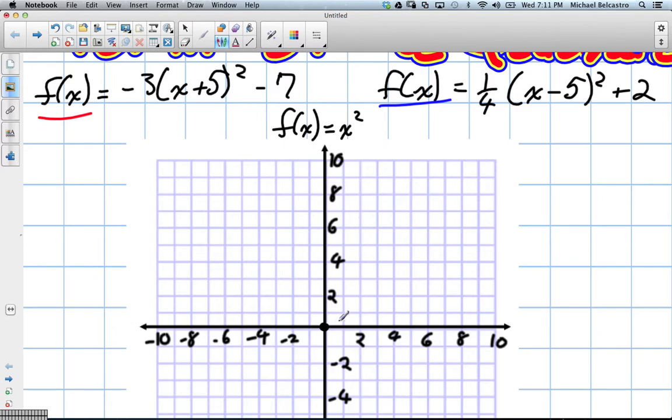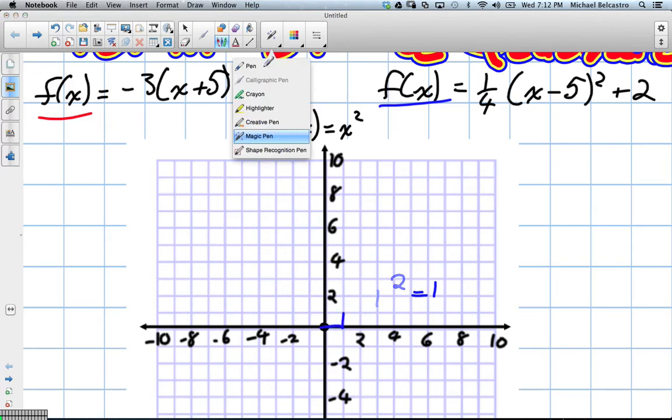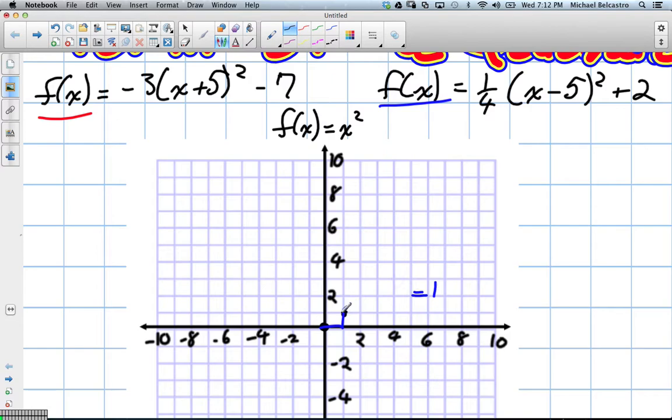And what we do from there is we always travel from the vertex. So if I go 1 to the right from the vertex, I take 1 and I square that value. And that'll tell me how high to go up. Well, 1 squared is still 1. So I go over 1 and up 1. And that's my first point.